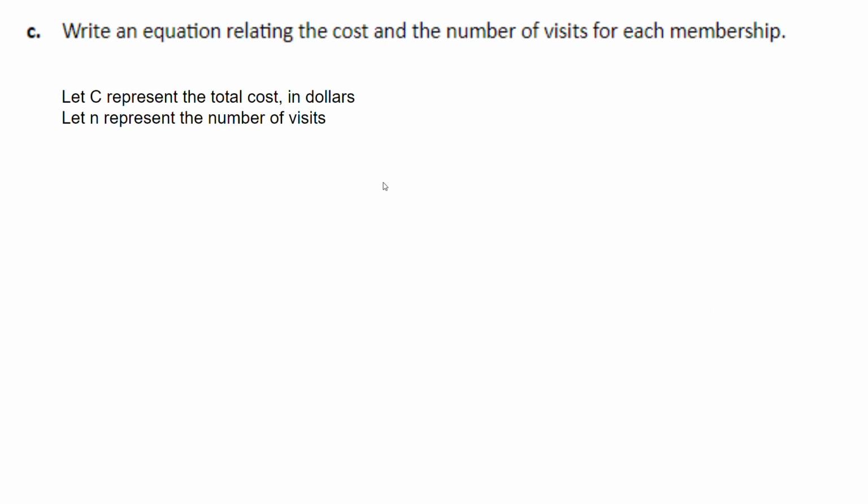Now we want to write an equation which relates the cost and the number of visits for each membership. So again, we define our variables. Let C represent the total cost in dollars, and let N represent the number of visits. Membership A is $3 per visit with no subscription or sign-up fee, so it's just C equals 3N. For membership B, however, there is a sign-up fee of $8, and then every visit will cost you $2. So our equation is C equals 2N plus 8.